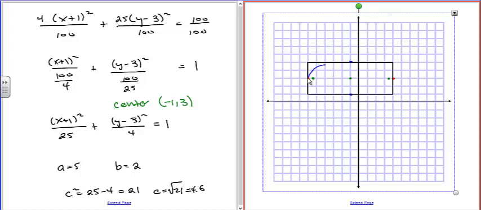So we come like this, go through that point, come over, loop around through that vertex. Same thing here. Same thing there. So just make sure they go through these 4 points and they have some curvature to them. Don't just draw straight lines. Now, to figure out the coordinates, let me just write the numbers down here. A equals 5, B equals 2, C equals 4.6. Okay.